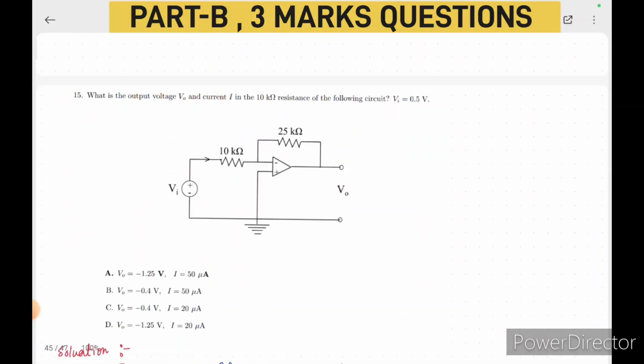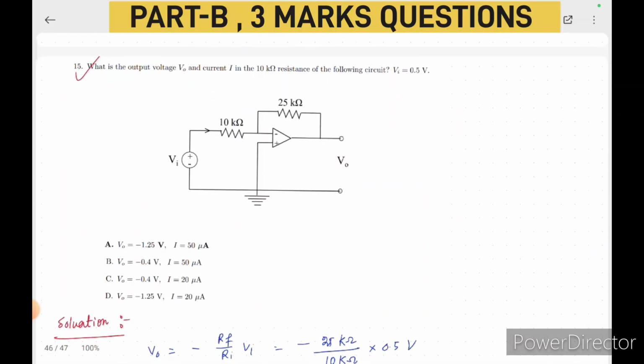Okay, next question number 15. Now it is a very easy question from OPAMP. Every year they ask 1 or 2 questions from OPAMP. So what is the output voltage V0 and the current in the 10 ohm resistance of the following circuit if the input voltage is equal to 0.5 volt? So this is the non-inverting amplifier.